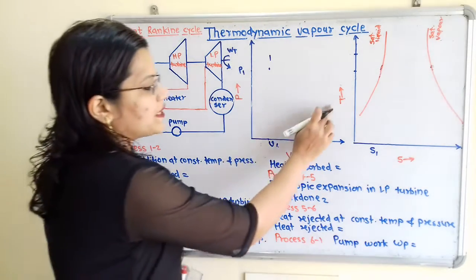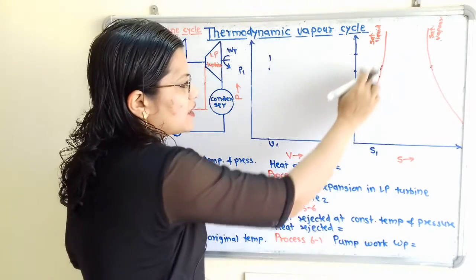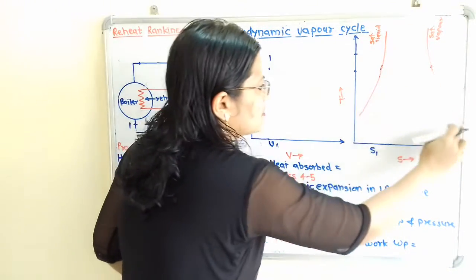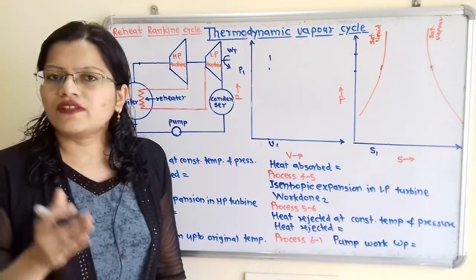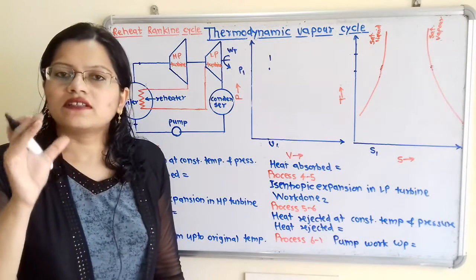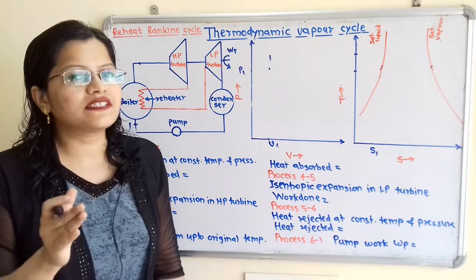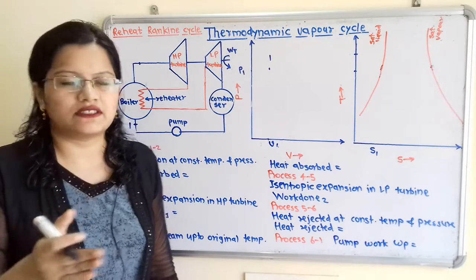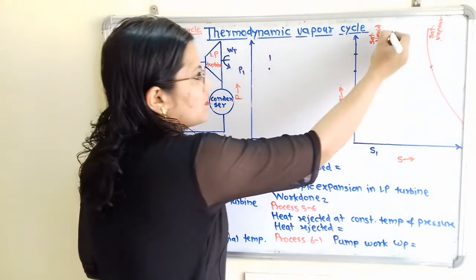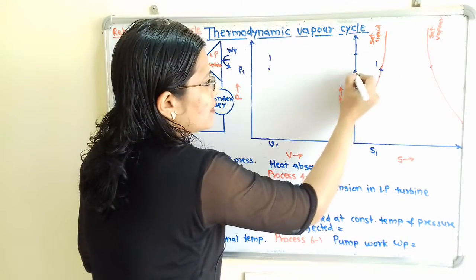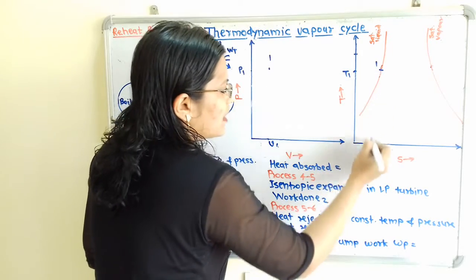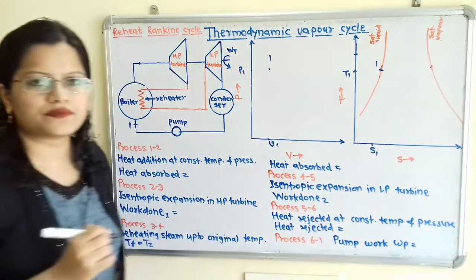Then for the temperature entropy diagram, here is the saturated liquid line and this is the saturated vapor line. Now the condition of the working substance is saturated water. That means it is in the saturated liquid phase. So we have to show point 1 on this saturated liquid line. So I will show here point 1 with temperature T1 and entropy S1.